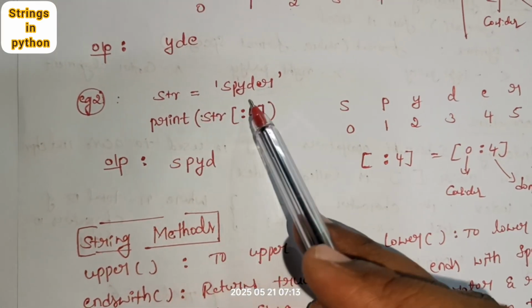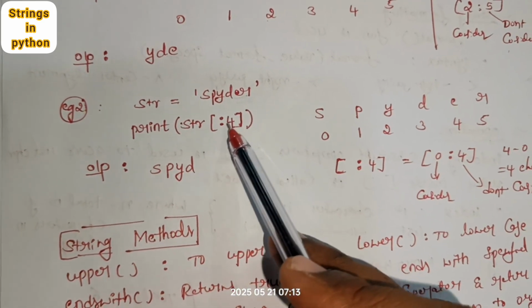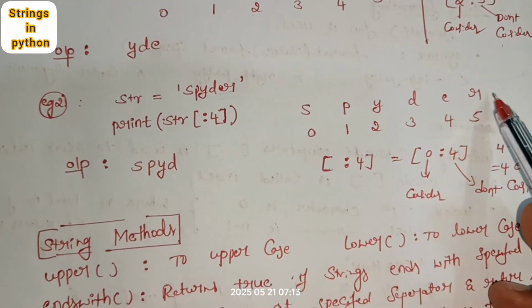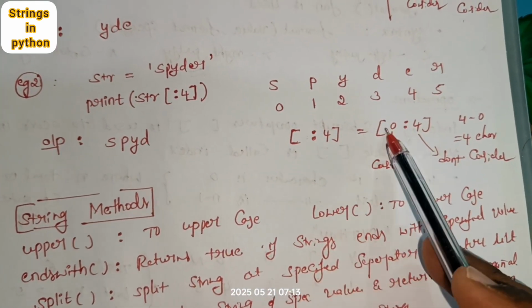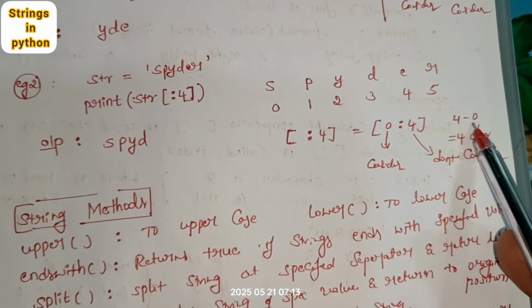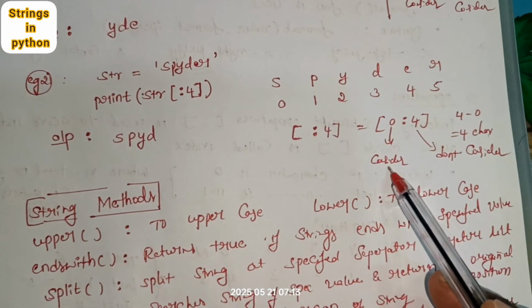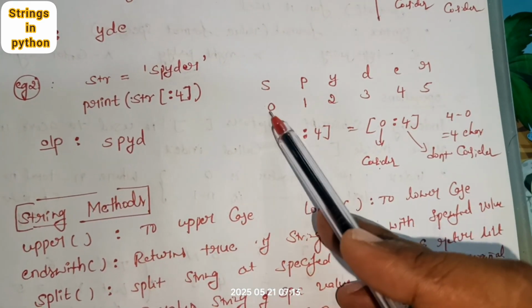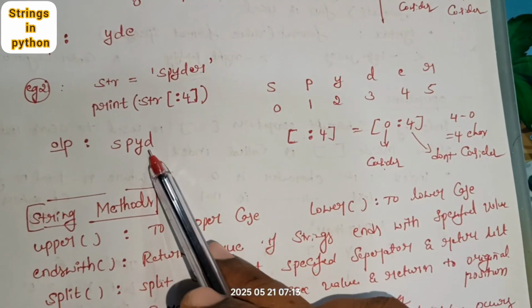Example 2, string spider, print string. Look at this, only colon 4 is there, with spider indexed here. By default we take it as 0 colon 4. So how many are there? 4 minus 0, total 4 characters we should get. First consider the 0th index, that is S, then after that P, then after that Y, then after that D.